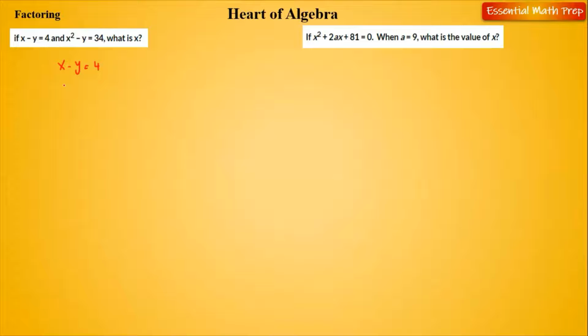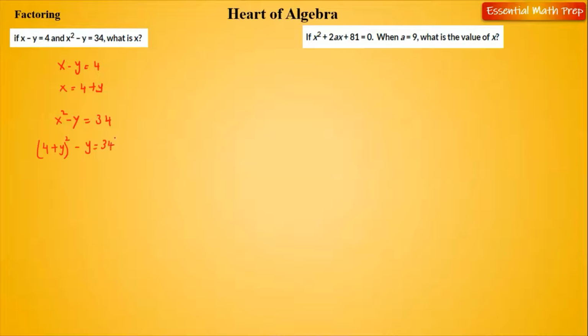So I'm just going to do x equals 4 plus y, right? So that means I'm going to substitute this value of x equals 4 plus y in the expression x squared minus y equals 34. So that means it's (4 plus y) squared minus y equals 34.